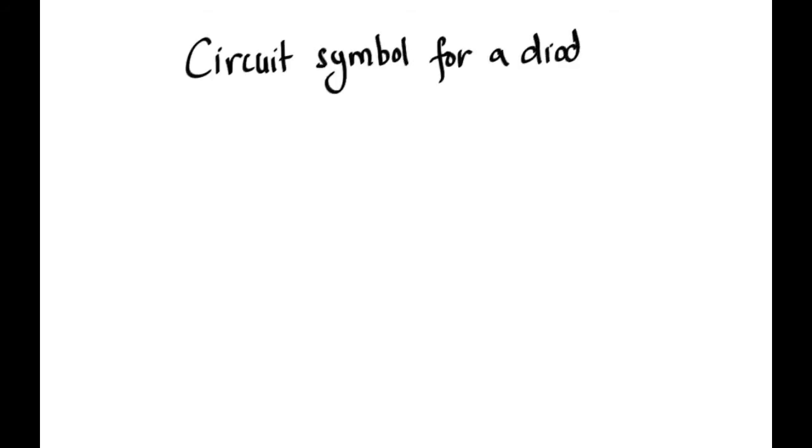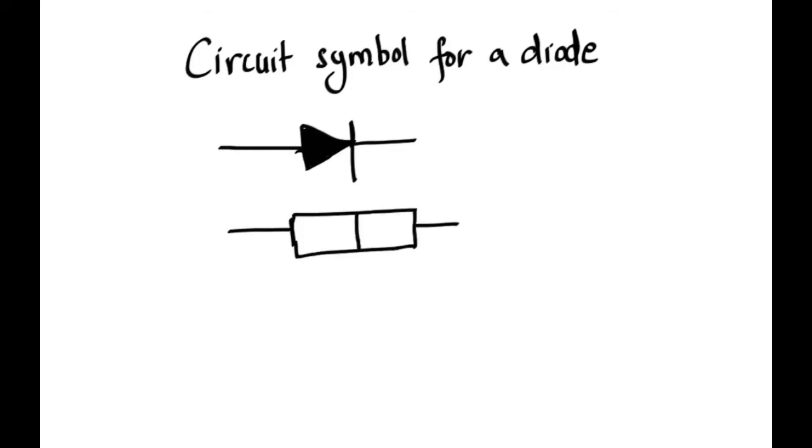Let's look at the circuit symbol for a diode. So that's the circuit symbol for a diode, which is represented by a triangle and a long line. And in order to know which one is P and which one is N, we can compare it with the diode construction diagram. So the triangle is representing the P type and the long line is representing the N type.